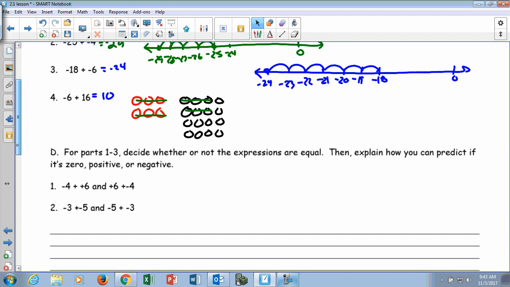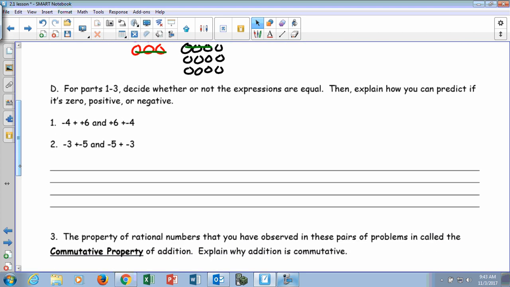All right, moving on, part D. So it says for parts 1 and 3, decide whether the expressions are equal, and then explain how we can predict if it's 0, positive or negative. Well, again, here we have negative 4 plus, and then you're adding a positive 6 to negative 4. So what does that give us as an answer? When I add a positive 6 to a negative 4? 2, right?